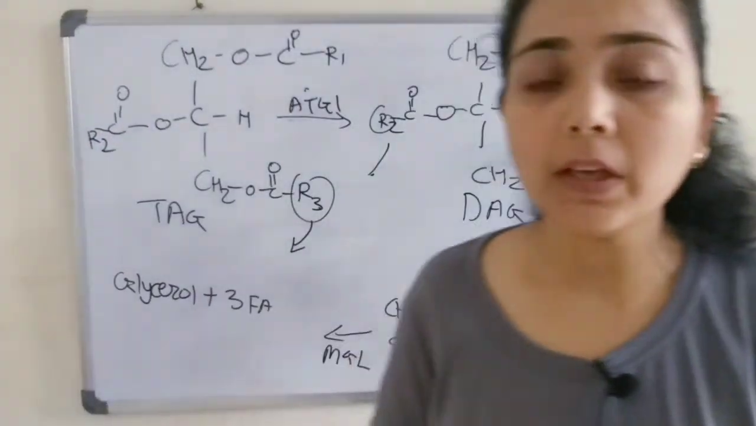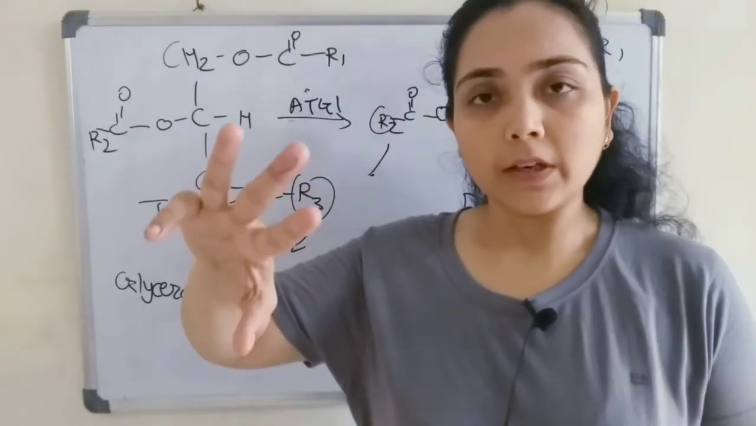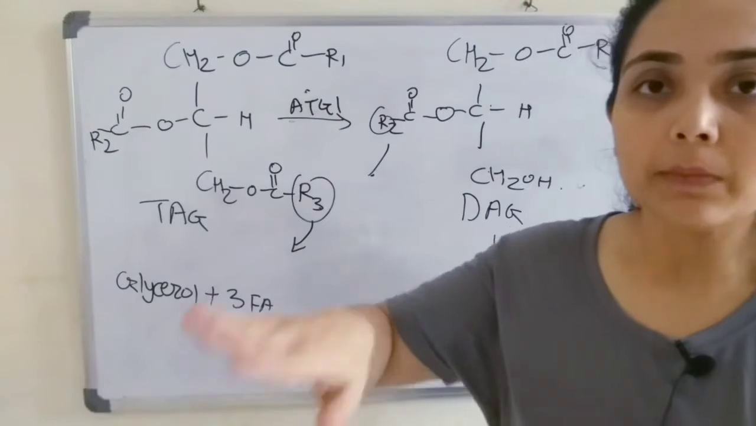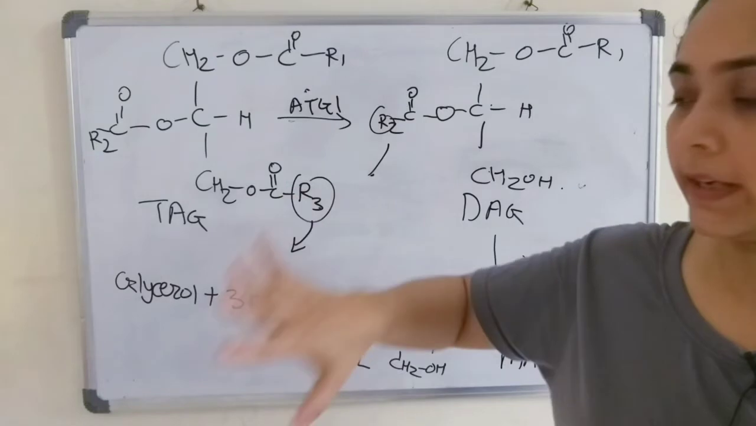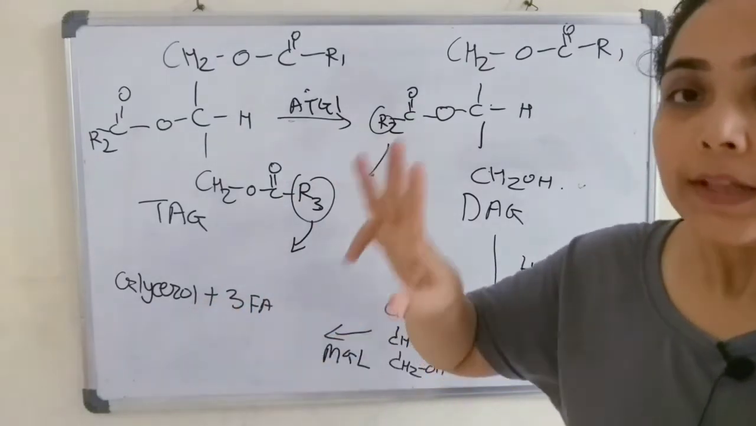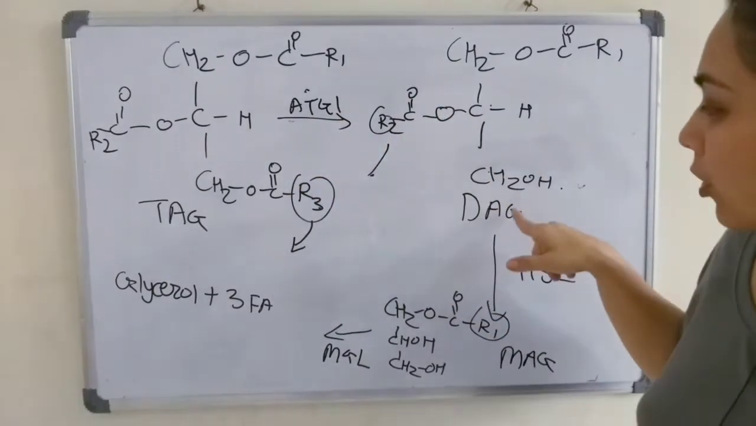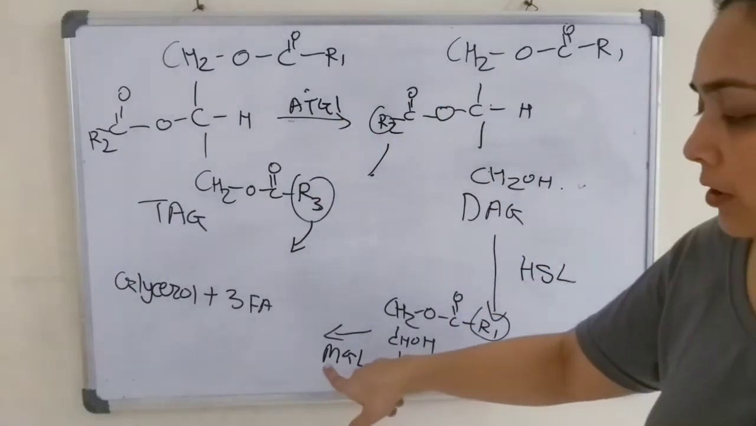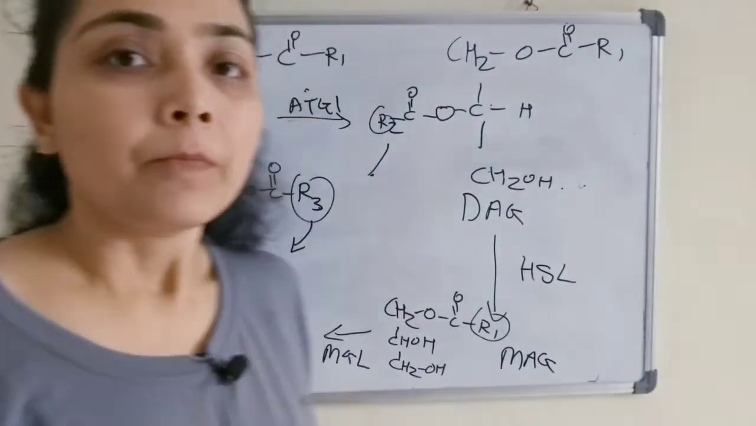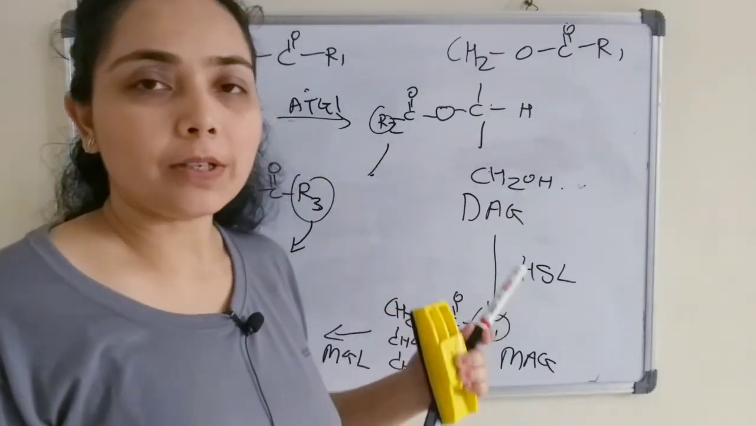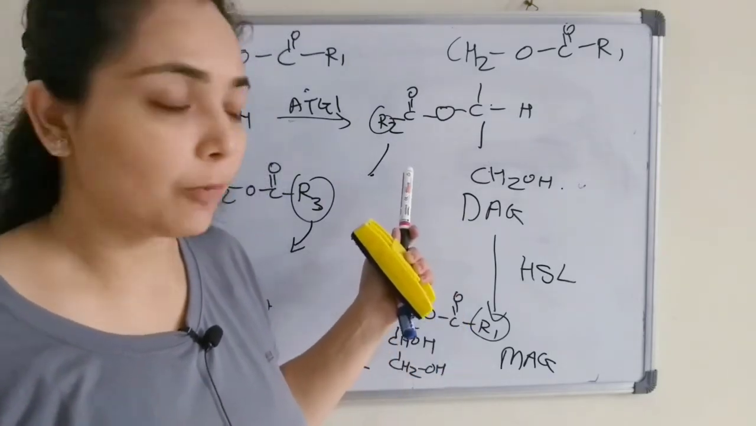Are you getting what is happening? Triacylglycerol has a glycerol backbone to which 3 fatty acids are attached. The first enzyme will come and remove 1 fatty acid, the second will remove the second fatty acid, the third will remove the third fatty acid. So finally we will get the glycerol and 3 fatty acids. The 3 enzymes are ATGL, adipose triacylglyceride lipase, hormone sensitive lipase, and the third is monoglyceride lipase. This is a very short process, only the removal of fatty acids one by one, and we need to remember just the names of the enzymes.